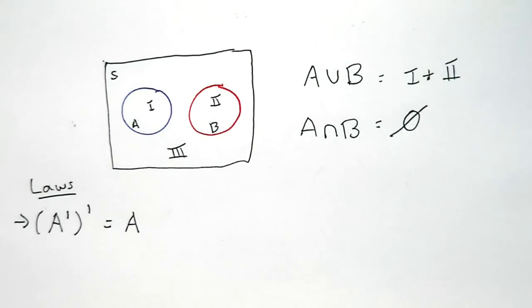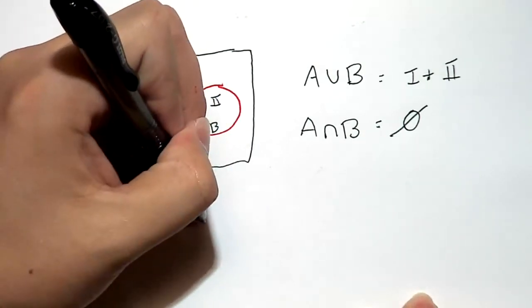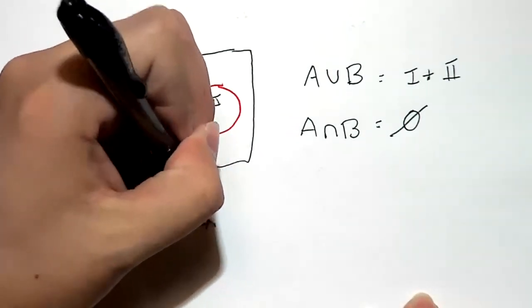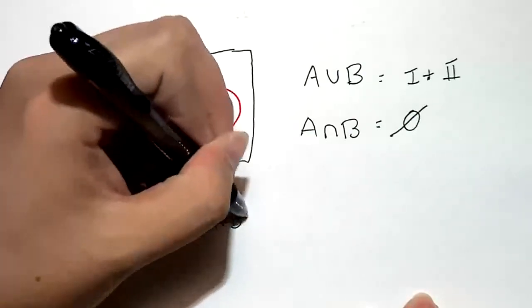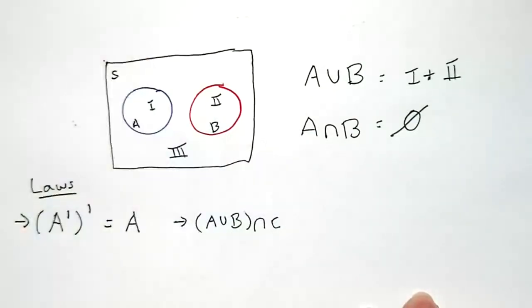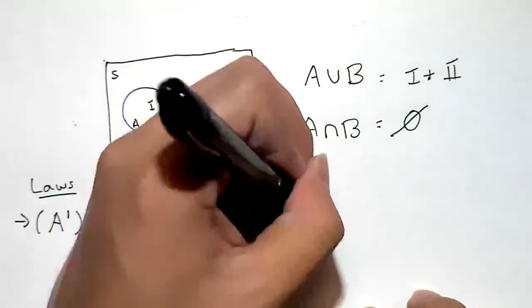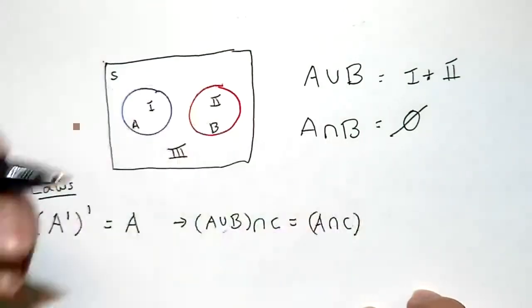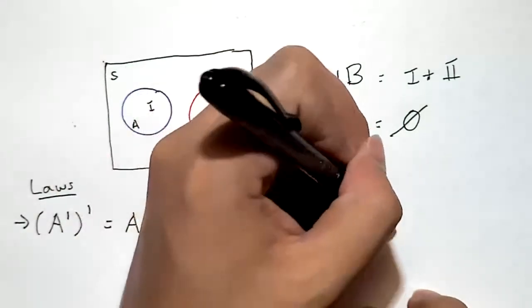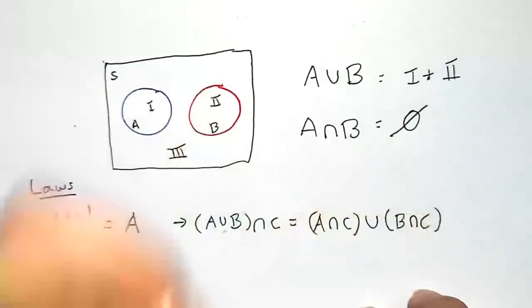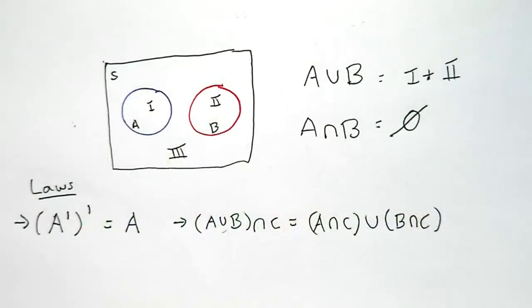Second law will be the distributive law. Maybe not as clear, but if you try some examples, you'll see that it works. The intersection of the union of A and B with C is equal to distributing what's inside the parentheses over the rest: A cap C union B cap C.